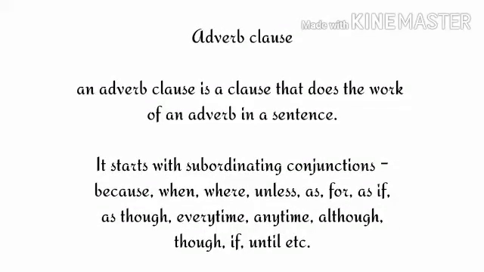Now let us understand about adverb clause. So an adverb clause is a clause that does the work of an adverb in a sentence. Like an adverb, it modifies a verb, an adjective, or an adverb in the main clause. Adverb clauses start with conjunctions like because, unless, as, for, since, whenever, wherever, where, as soon as, if, as though, every time, anytime, although, though, until, etc. So an adverb clause always answers the questions when, where, why, how, etc.